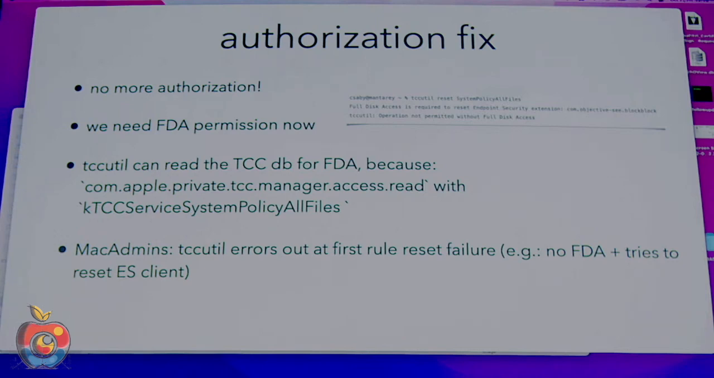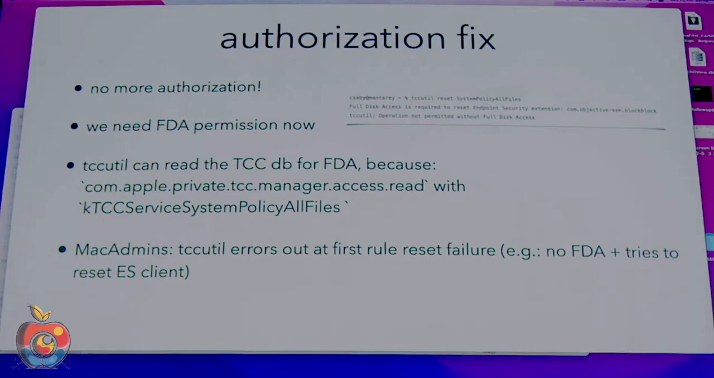So there is an interesting thing here. How does tccutil know which application has full disk access granted? It can read the TCC database. So it has a com.apple.private.tcc.manager.access.read entitlement, which specifically permits it to read who has full disk access permission. Now, if you are Apple, you can do that. If you are not, you need to read Cedric's post about how you find out if you have full disk access or not. You need to do some trickery there.